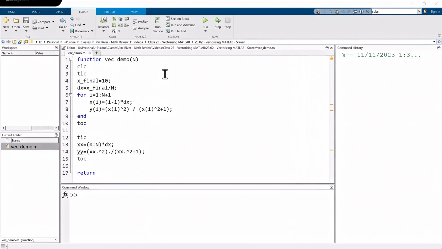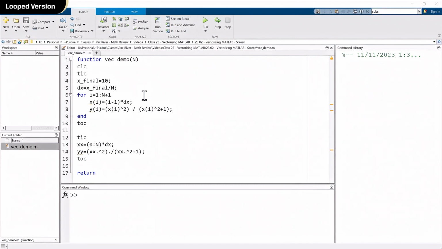Capital N is the number of points I'm going to calculate. And I've decided to calculate them between x equals 0 and x equals 10. So x final is 10. The way I'm calculating it, I don't need to know that x0 is 0. So dx is x final over n. So that's going to be the step size.